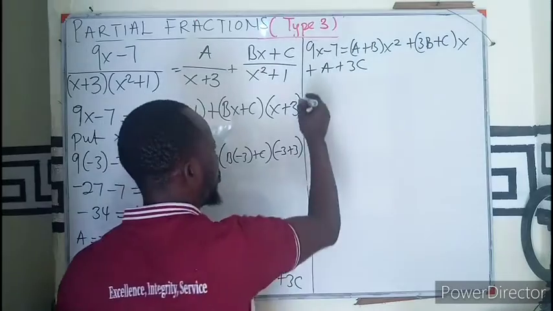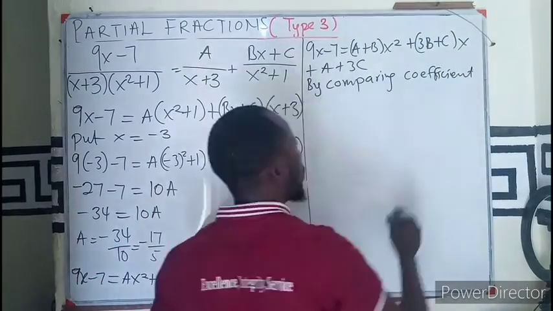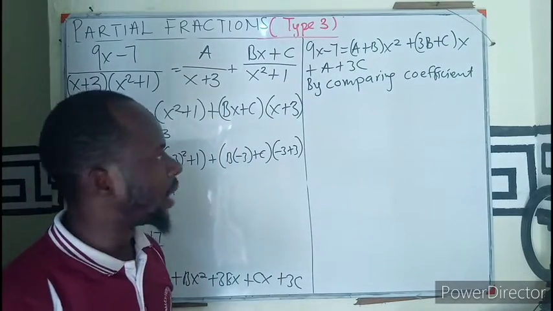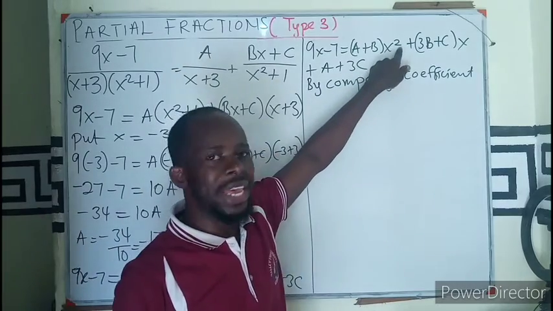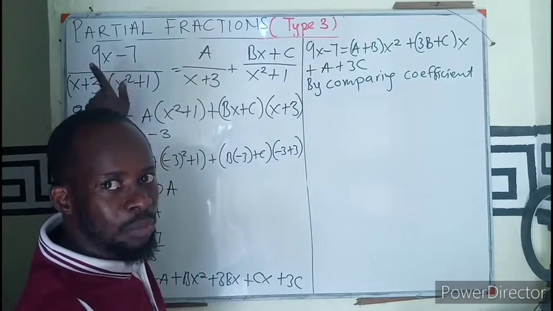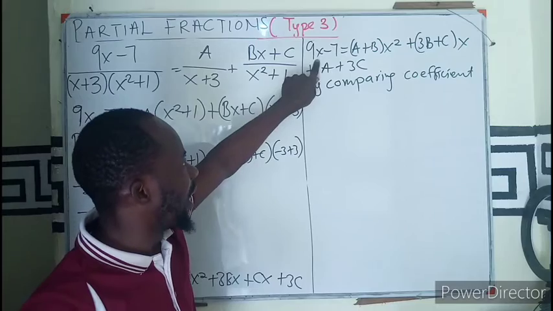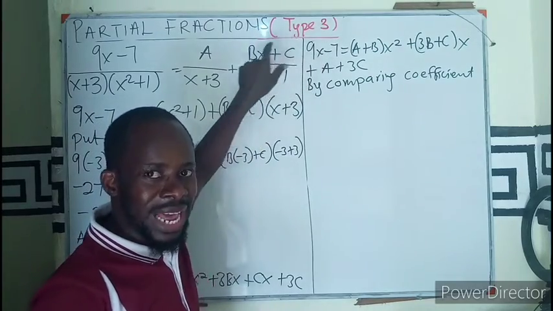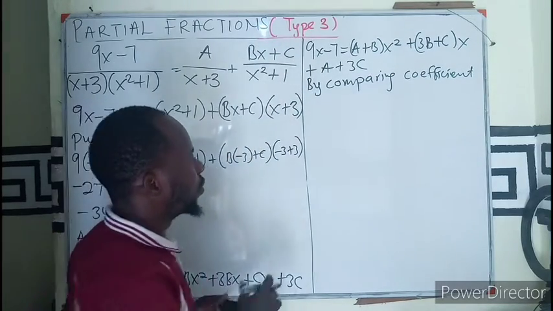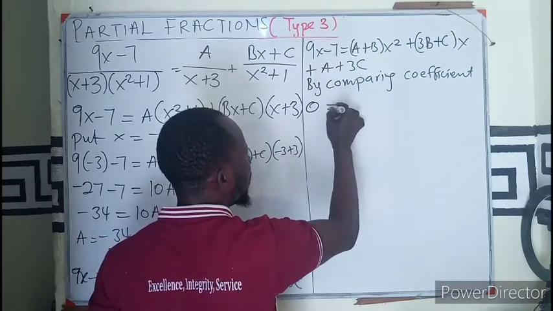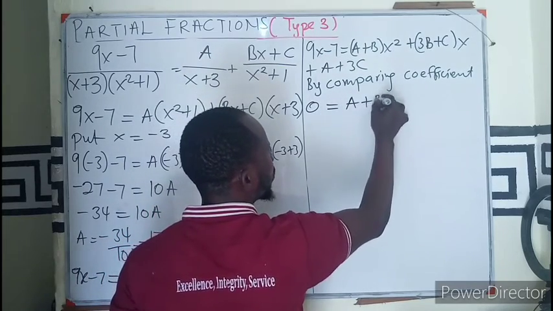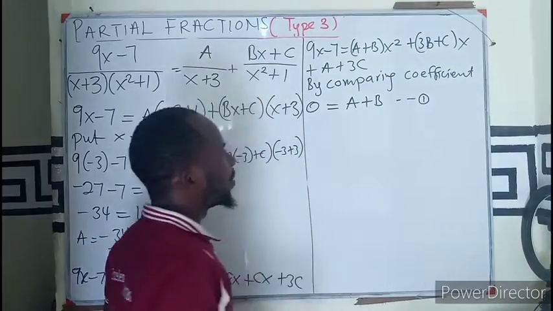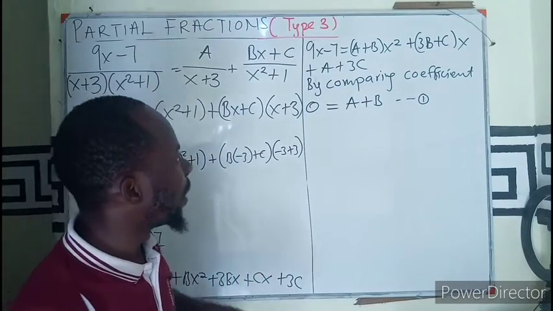So we are now going to compare corresponding coefficients. I'm having x squared here, so I need to go to the left and pick x squared. And it begins with x to the power 1, meaning the x squared term is 0. So that will be 0 equals a plus what? b. We can take that to be our first equation.